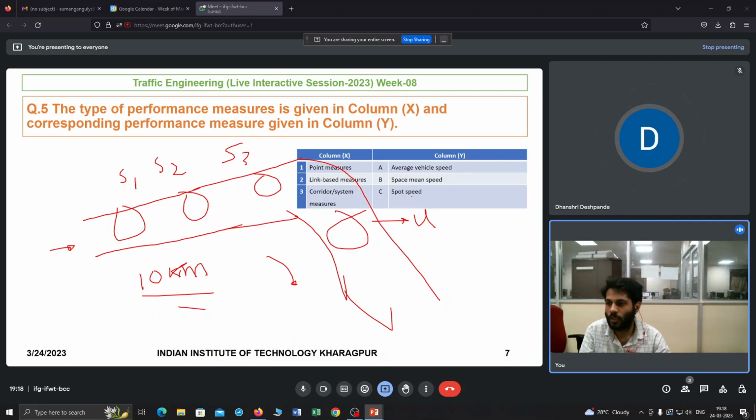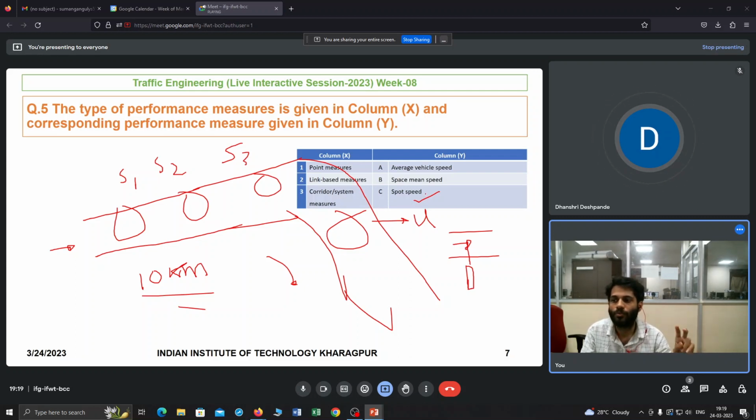So what kind of performance measure should I choose? So is it a spot speed? Generally what is a spot speed? We generally have something called radar guns, right? If it's a traffic stream, we generally point the radar gun towards the vehicles and we measure the speeds. Spot means at that particular location what are the speeds of these vehicles, right? So it is called the spot speed.